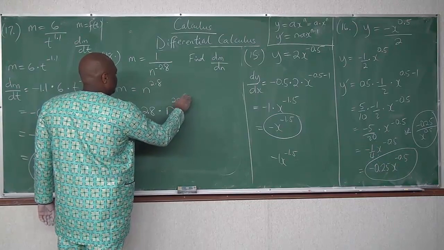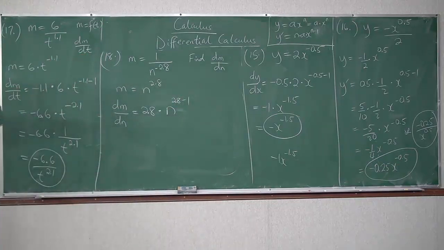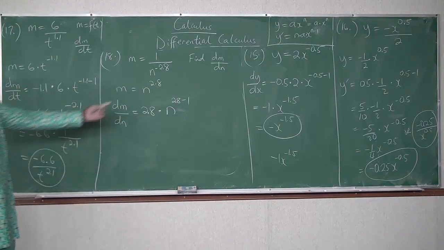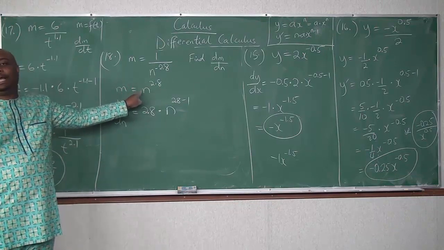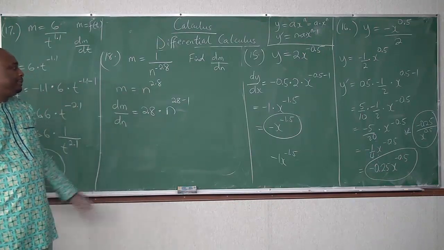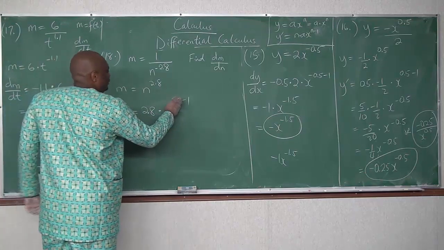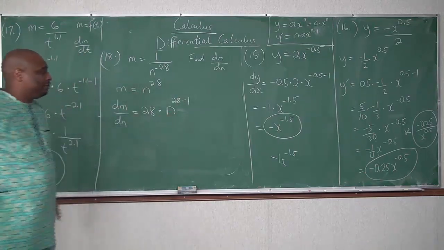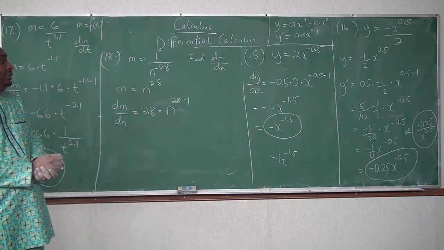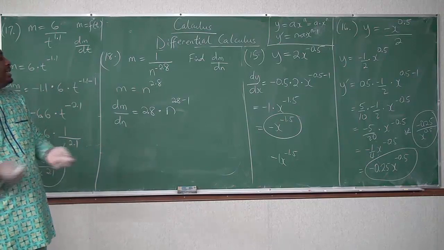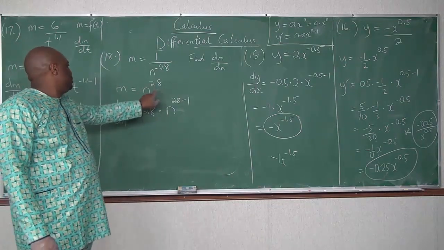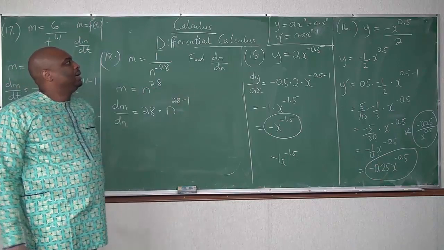2.8 minus 1. See that? I mean, if you want to write 1 here, that's up to you. Some people will say, okay, but we are supposed to write something here. If you want to write 1, that's up to you. But it doesn't matter. I just want you to be able to know 2.8 times n.